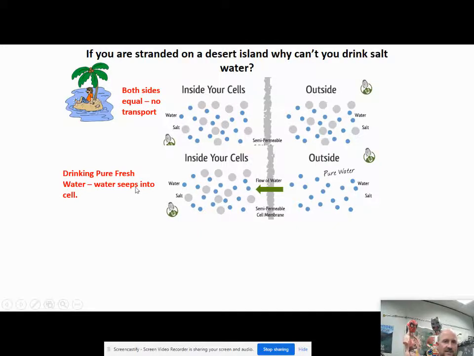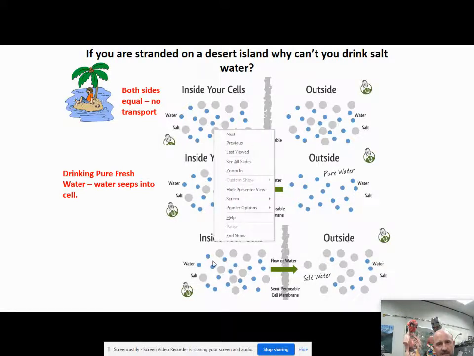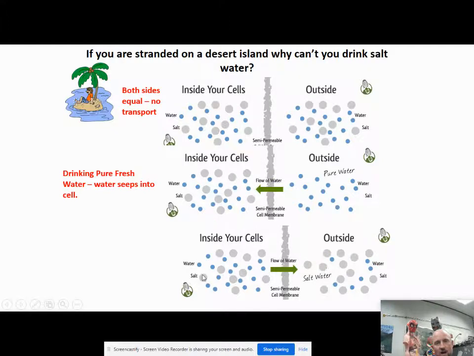So when we drink fresh water, that's exactly what happens. But now I'm on this island and I have salt water all around me. Not good, because even though it's lots of water, it's mostly salt, and inside my cell is less salty. So in this case, all the water leaves my cell, even though I'm dying of thirst, to try to make this more watery, and I end up dehydrating myself and dying.